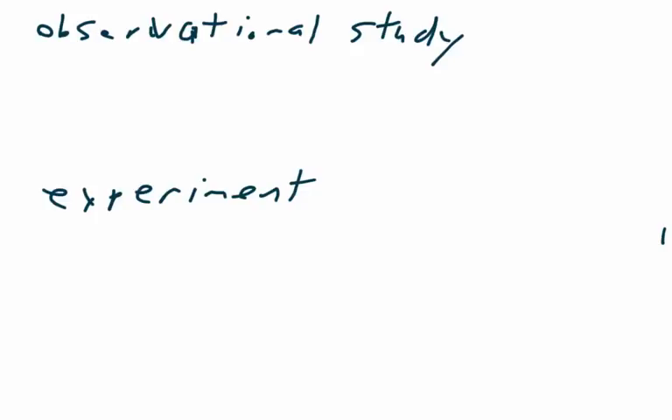Today we're going to start off Chapter 5, which is about designing samples, with the difference between an observational study and an experiment. An observational study is just what it would seem like: you observe. So you basically watch and record what is happening.